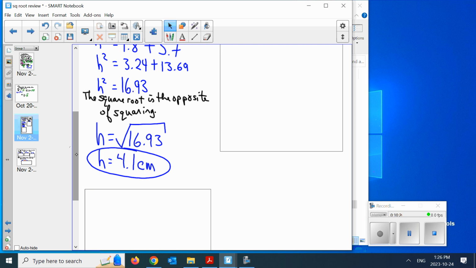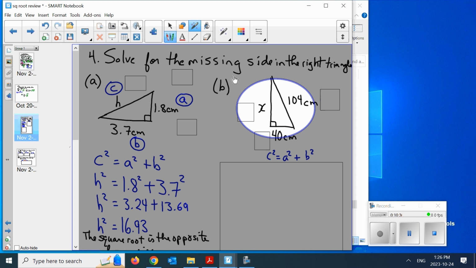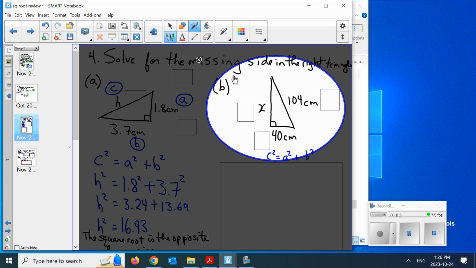So we've got to know how to use the Pythagorean theorem when it's solving for the hypotenuse, and now when it's solving for one of the legs, the other side. So I'll give you guys a second. Jot this down. While you're jotting that down, I'm going to just pause the video.